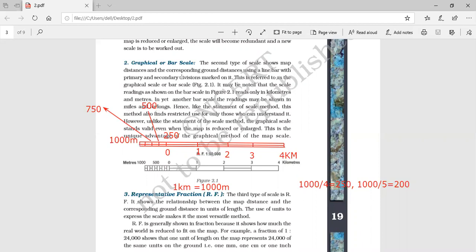Please make sure, if we are using this scale and showing 1000 divided into 4 divisions, in that case one line will represent 250, then 500, then 750, then 1000. This is one of the ways.